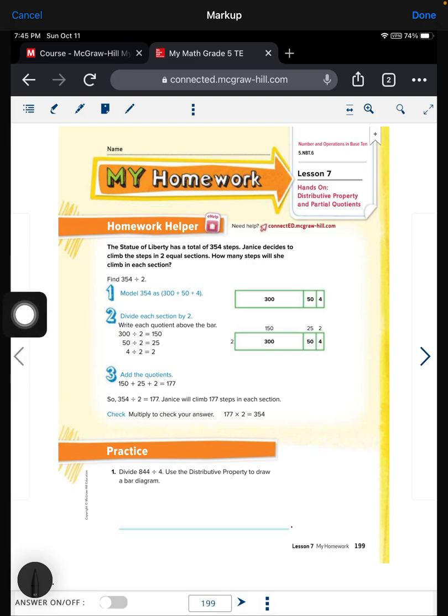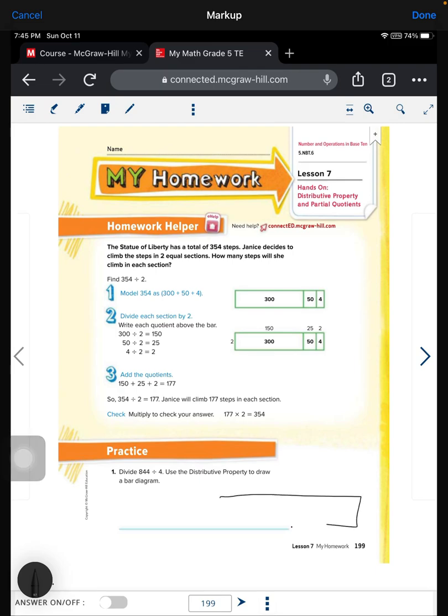We are on Chapter 3, Lesson 7. We are doing distributive property and partial quotients. Let's go ahead and divide it into this. Remember, partial quotients is where we divide it by place value, hundreds, tens, and ones. So let's do that with this number.